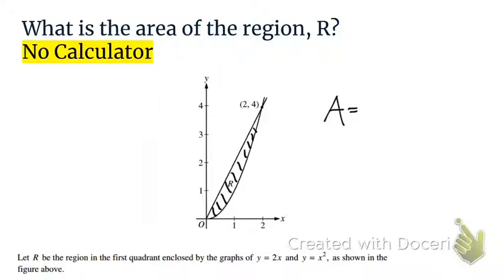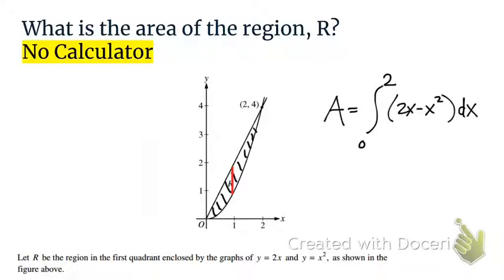It's just simply the integral from left to right, so from 0 to 2, of top function minus bottom function. So the top function here is the straight line y equals 2x, and the bottom function is the curved line y equals x squared. So top minus bottom is going to be 2x minus x squared dx.